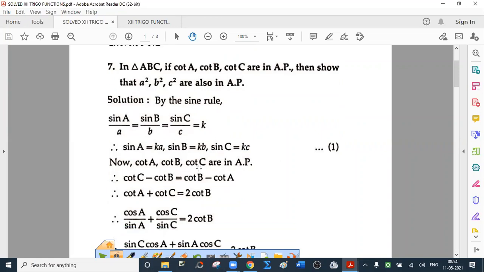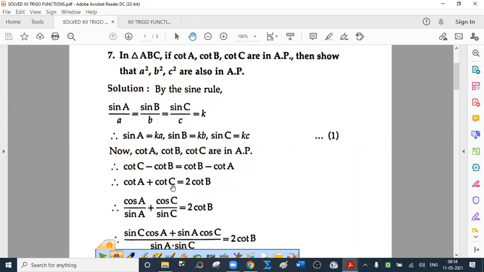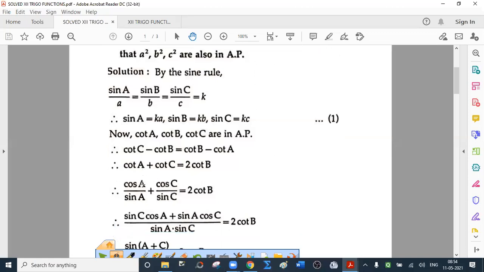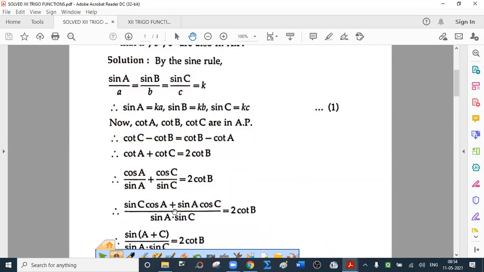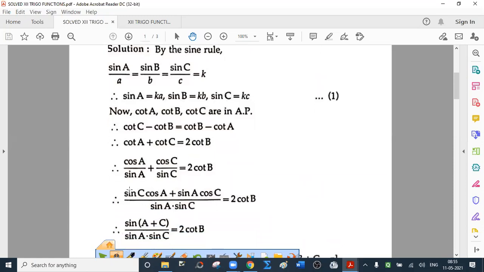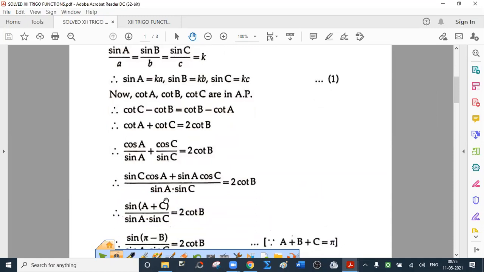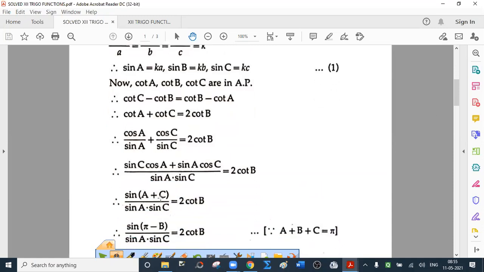So cot C minus cot B is cot B minus cot A. That is cot A plus cot C equal to 2 cot B. Right? What is cot A? Cos A by sin A. What is cot C? Cos C by sin C. RHS as it is. Here LCM is sin A sin C. Numerator becomes sin C cos A plus sin A cos C, which is expansion of what? Sin of A plus C.